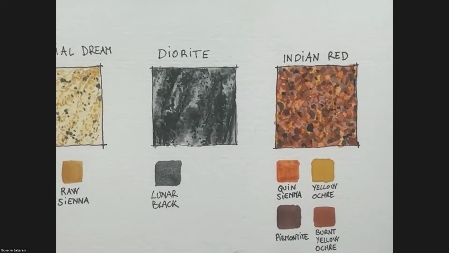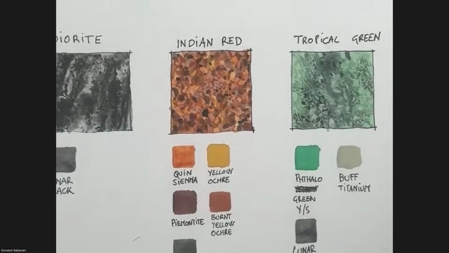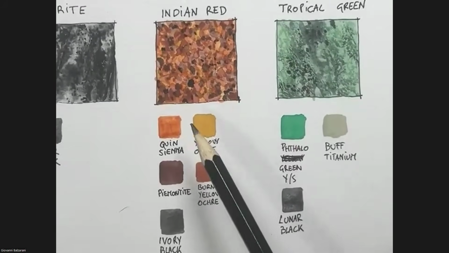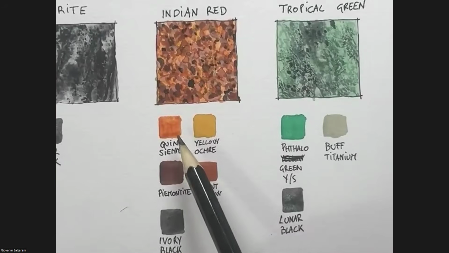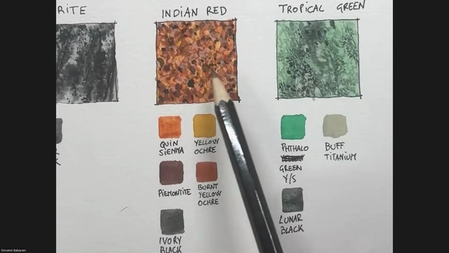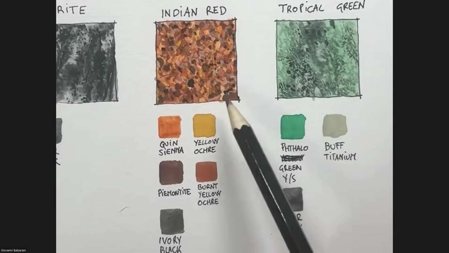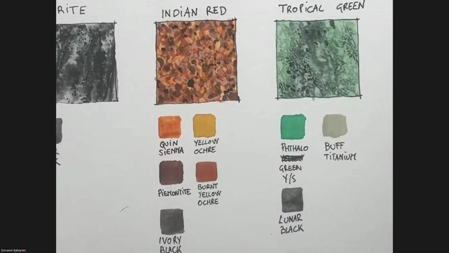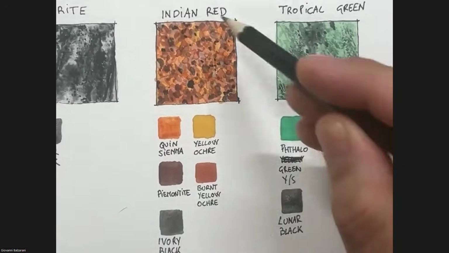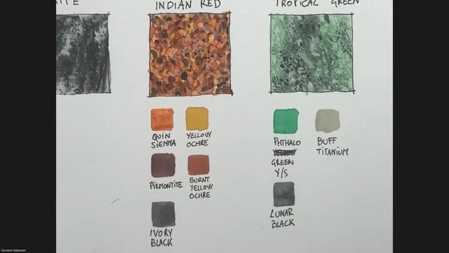Another marble, but in this case in red color, is called India red, similar to Azul Bahia, but in red. Starting with one shade with quinacridone sienna, and continues with the point, in this case with the yellow ochre. And after connecting the two colors with the point with Piemontite, and applied another shade with burnt yellow ochre in all the square, and continues the dark point with ivory black.